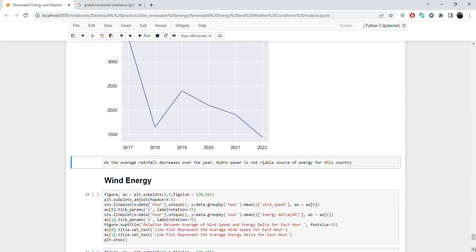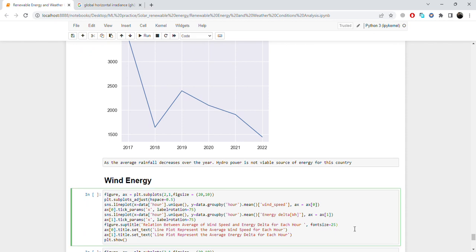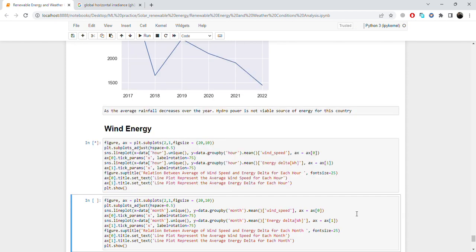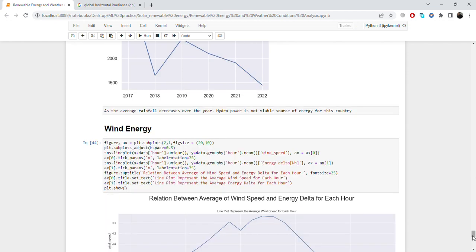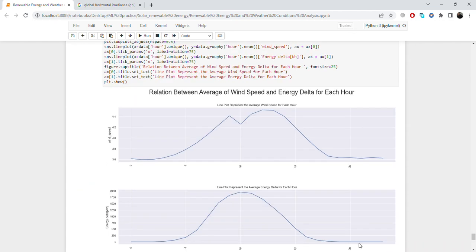Here we'll look at the wind energy on an hourly basis. We'll find a relation between the energy requirement on an hourly basis and the speed of the wind each hour. Here we can see there is wind where we need more energy. If we can convert it to energy, then we can generate energy from that wind in this time period. But it's hourly.